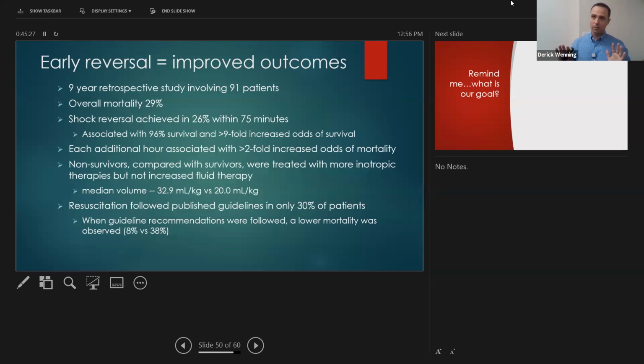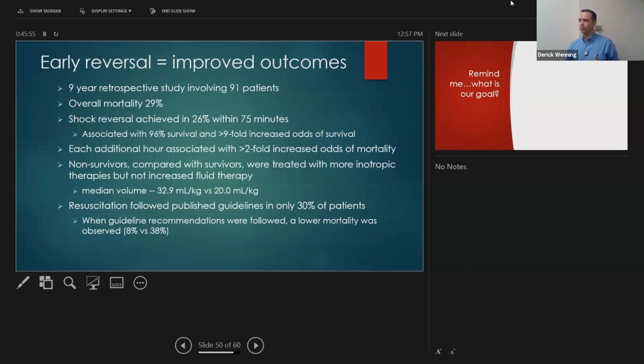So if they literally had shock reversed in an hour and 15 minutes, 96% of those kids survived. Each additional hour it took to get them reversed was a greater than 2-fold increased odds risk of mortality. Non-survivors got less fluids compared to survivors. It really wasn't a ton of difference, but it was still 32.9 mLs per kilo versus 20 for the children that died. So 1 bolus of fluids versus 1.5 boluses of fluid. And resuscitation followed guidelines in only 30% of patients.